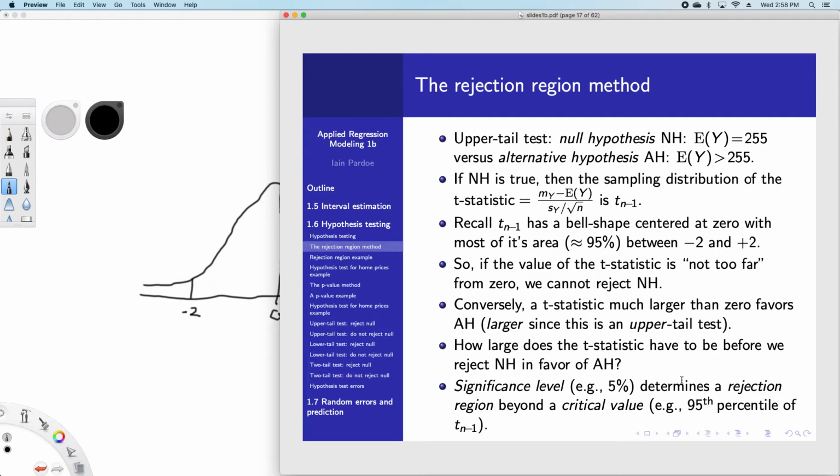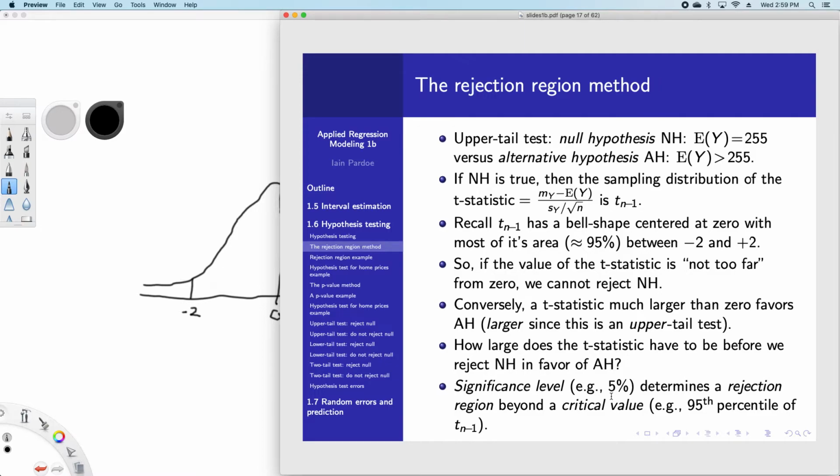And so that decision is determined using something called the significance level of the test. The significance level is something that the analyst determines ahead of time, and a typical value you'll see here is 5%. That's going to determine a rejection region that's beyond a critical value, and if our test statistic is beyond that critical value, inside the rejection region, we end up rejecting the null in favor of the alternative.